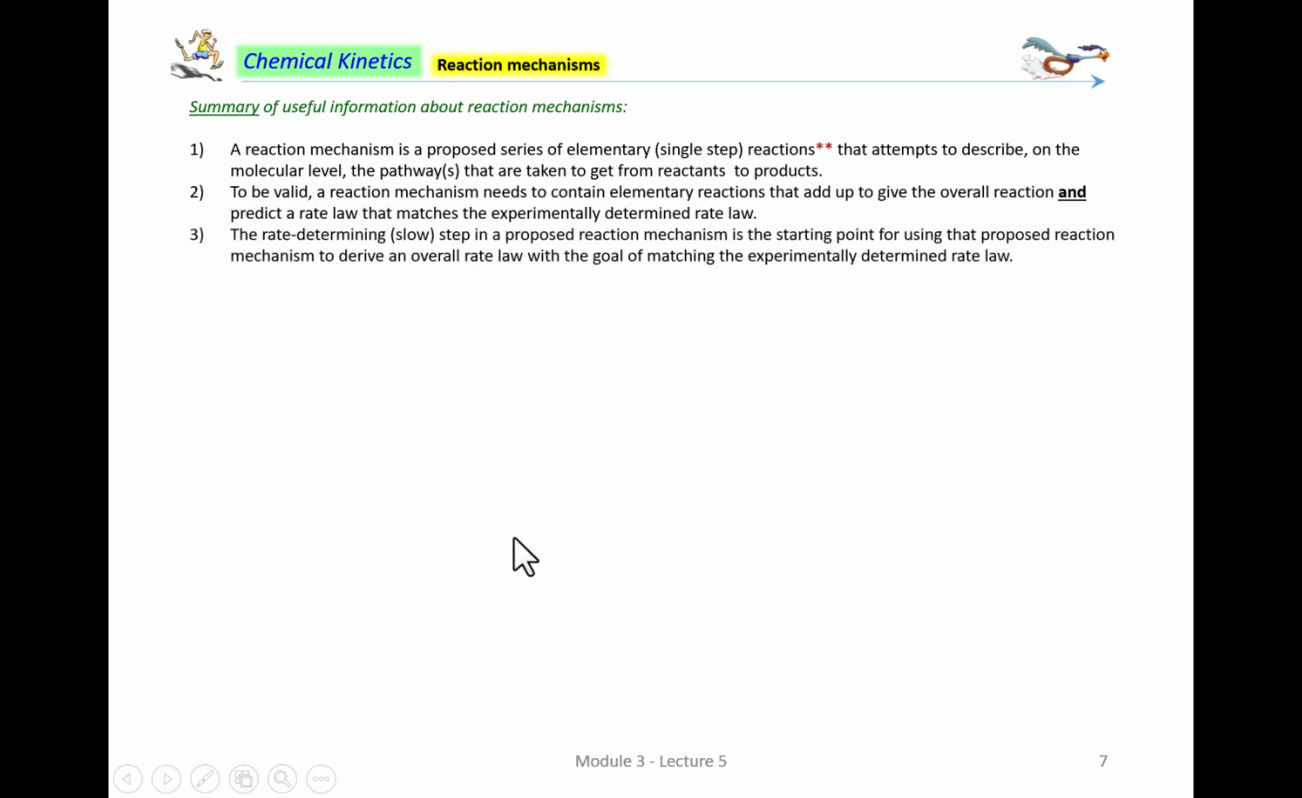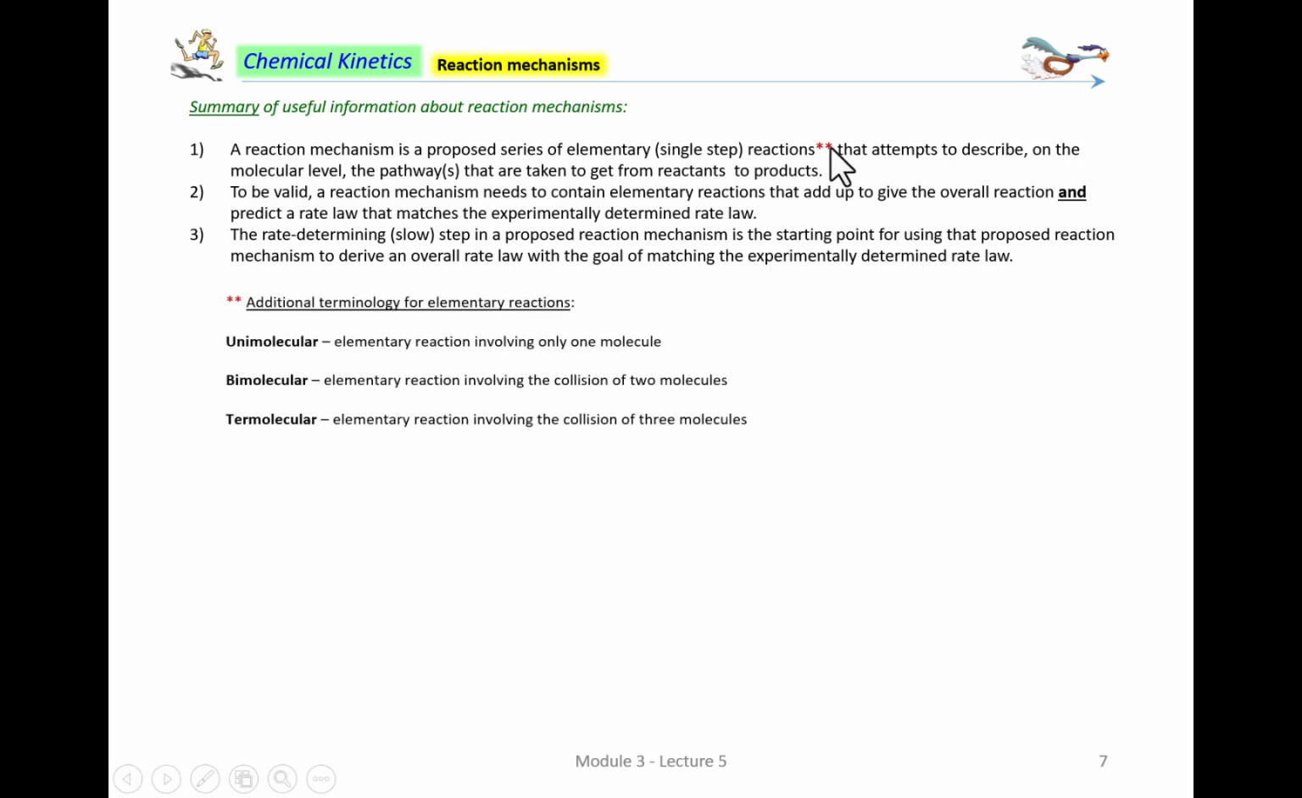The rate determining slow step in a proposed reaction mechanism is the starting point for using that proposed reaction mechanism to derive an overall rate law with the goal of matching the experimentally determined rate law. I put a couple of asterisks after the elementary single-step reactions to make you aware that there is some terminology associated with these. A unimolecular elementary reaction is one involving only one molecule. A bimolecular would be an elementary reaction involving the collision of two molecules, and a termolecular would be an elementary reaction involving the collision of three molecules.